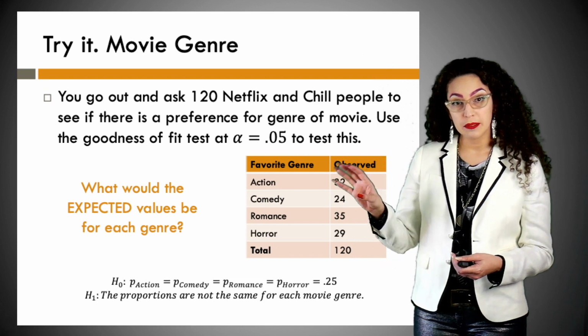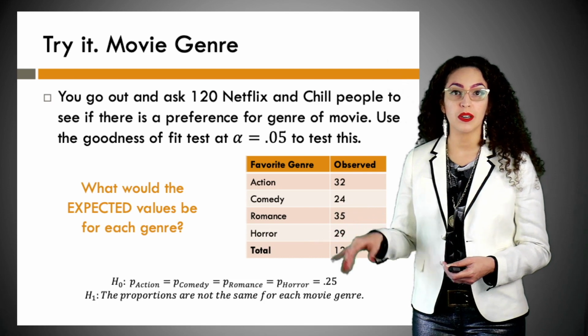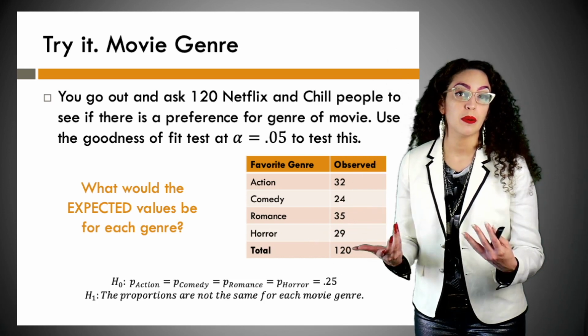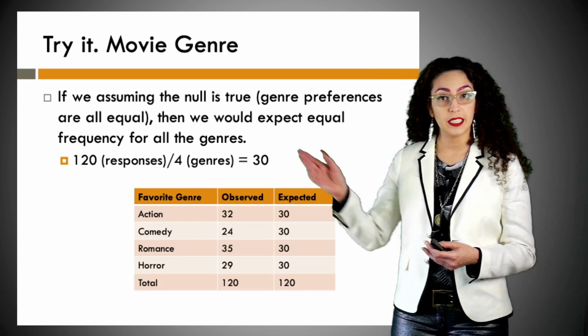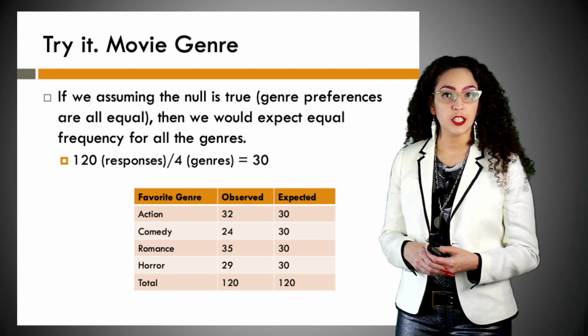You would expect 1/4 of people to like action, 1/4 to like comedy, 1/4 romance, 1/4 horror for our null hypothesis because we assume that they are all equally represented. So if you were to take the 120 responses and divide by 4, because there's 4 genres, you would expect to see 30 in each category.